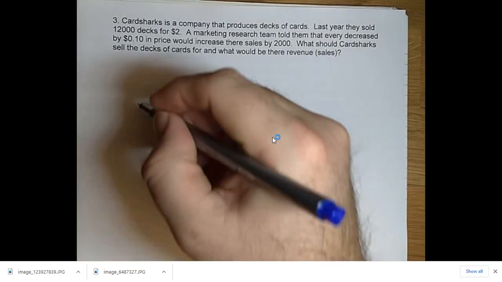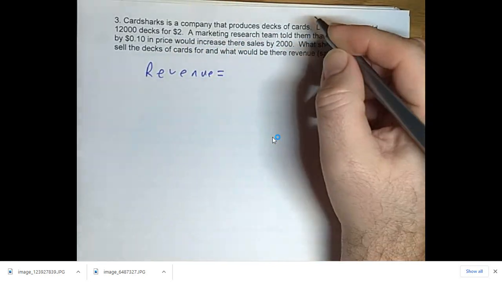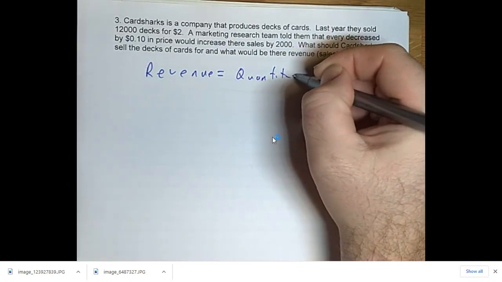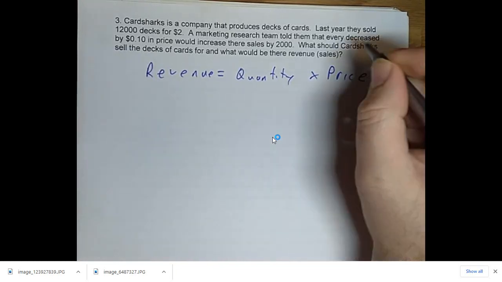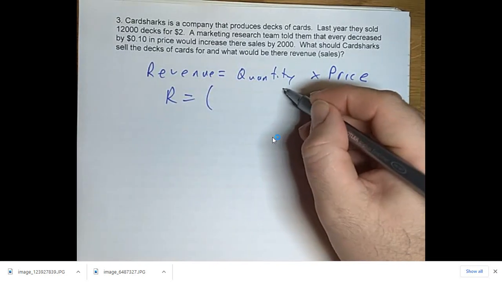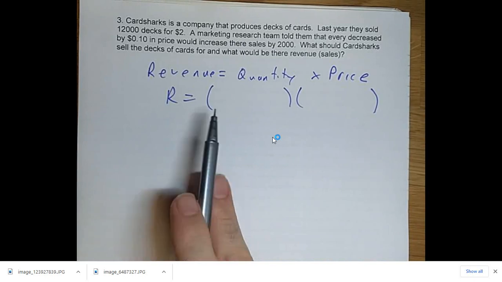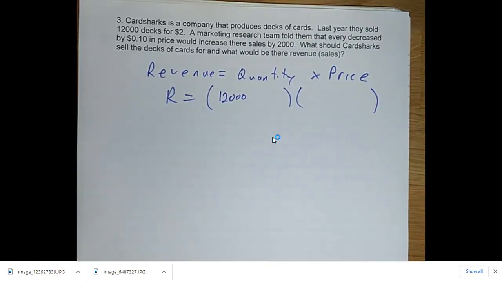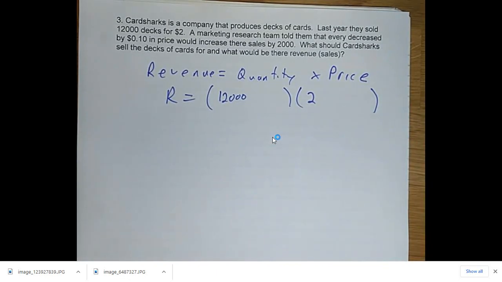So again, we're going to use revenue equals, I can put price first, but for some reason I like quantity times the price. So how many you sell times the price. The first bracket is going to be quantity. I'm going to just put two big brackets here. So initially they sold 12,000 and the initial price is $2. So initially 2 times that, we got 24,000.